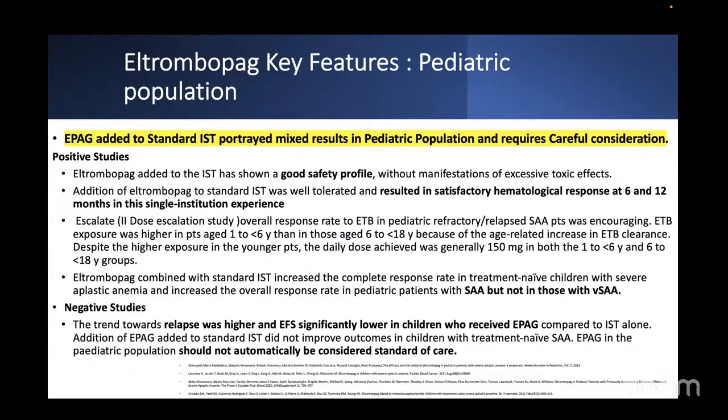In pediatric population, Eltrombopag gave mixed results and requires careful consideration. It has shown good safety profile and without excessive toxic effects. Addition of Eltrombopag was well tolerated, and we have seen satisfactory hematological responses at 6 and 12 months. In the ESCALATE study, overall response rate to Eltrombopag was encouraging. And Eltrombopag combined with standard IST increased the complete response rate in treatment-naive children and increased overall response in pediatric patients with severe aplastic anemia, but not in those with very severe aplastic anemia.